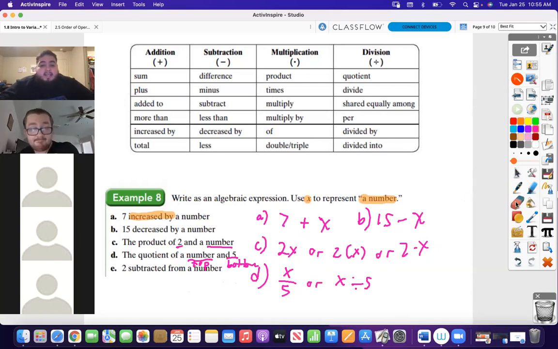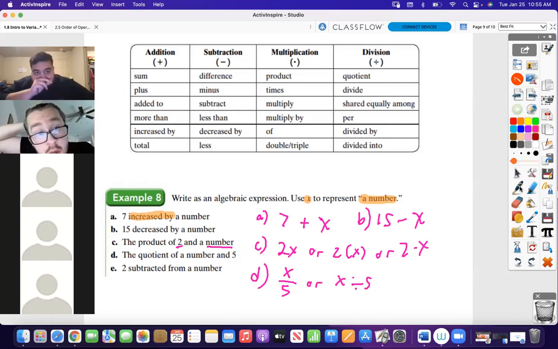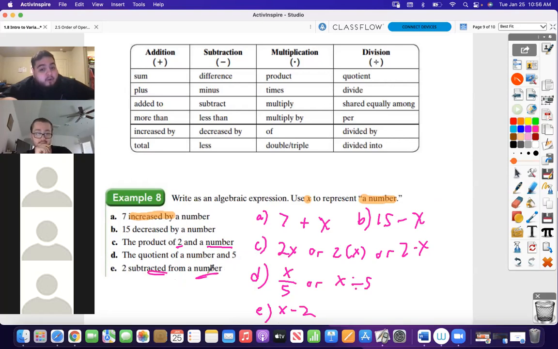Now, E is the trickiest one, class. E is the trickiest one, and I'm going to do my best to explain it. So E is saying 2 subtracted from a number. So it's not saying 2 minus a number. If it said 2 minus a number, it would be 2 minus X, right? But read the English. X minus 2. Yes, Jacob. That is correct. X minus 2. Because 2 is being subtracted from a number.